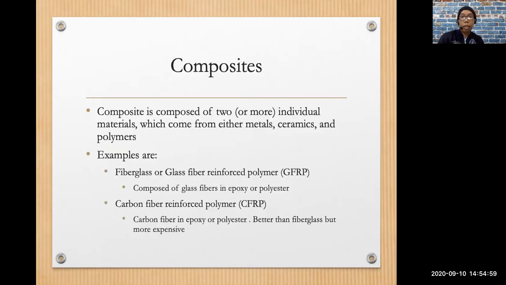And we have the last one, which is composites. A composite is composed of two or more individual materials which come from metals, ceramics, and polymers. May mga examples tayo dito. Fiberglass is actually a composite, or glass fiber reinforced polymer, GFRP. Narinig nyo na to, yung GFRP? Hindi pa po, sir. Okay, pag narinig yung GFRP, fiberglass yun, composed of glass fibers in epoxy or polyester. And we have CFRP, carbon fiber reinforced polymer, which is better than fiberglass but more expensive.